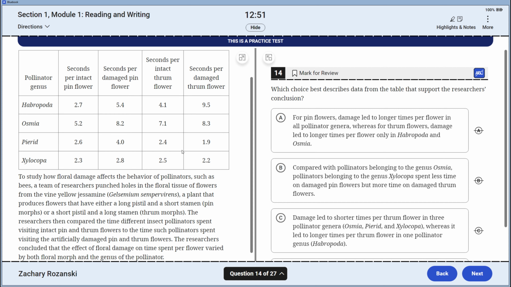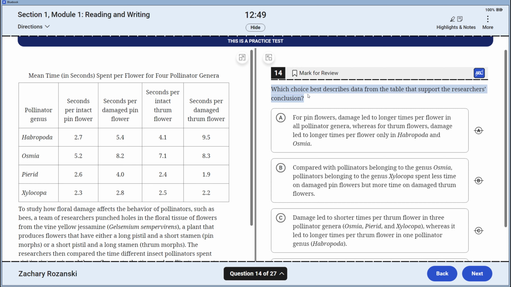Those other graph questions were kind of a joke. Which choice best describes data from the table to support the researcher's conclusion? Meantime and between time, ain't we got fun? In seconds spent per flower of four pollinator genera. Okay, so we've got meantime. That's what this is. Spent per flower in four pollinator genera.